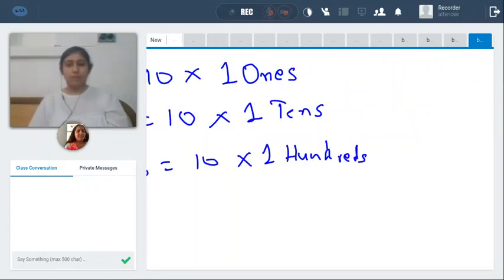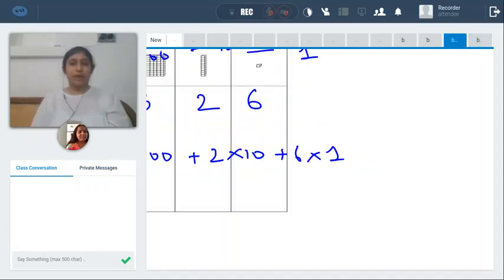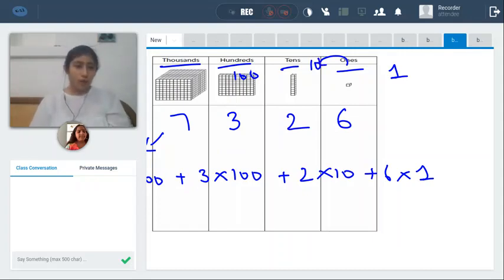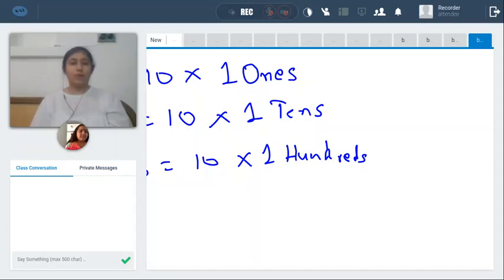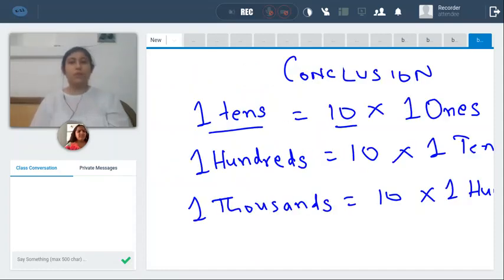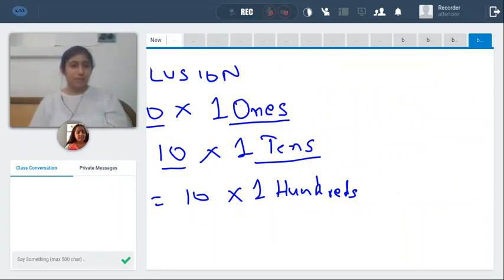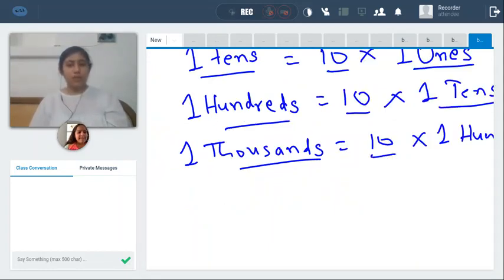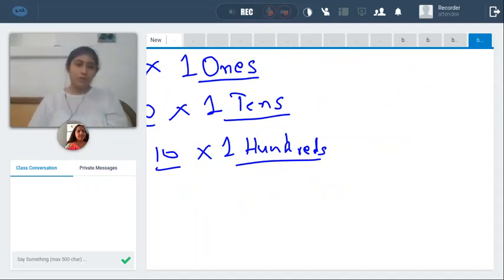Okay, so let me explain here again. The moment you move from ones to tens, it gets 10 times more. The moment you move from tens to hundreds, it gets 10 times more. The moment you move from 100 to thousands, it gets 10 times more. So that is why we have come to the conclusion that 10 is equal to 10 times of the previous place, which is ones. Similarly, 100 is equal to 10 times the previous place, which is tens. And similarly, 1000 is equal to 10 times the previous place, which is hundreds.